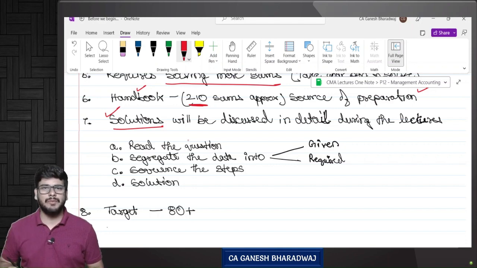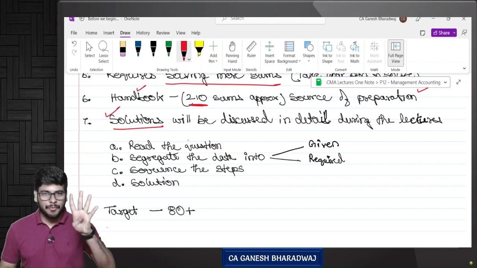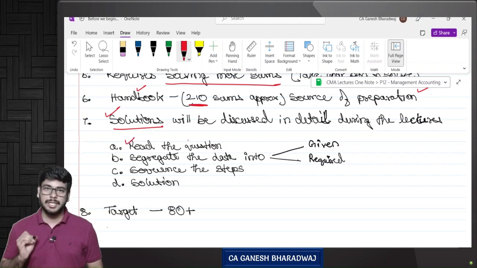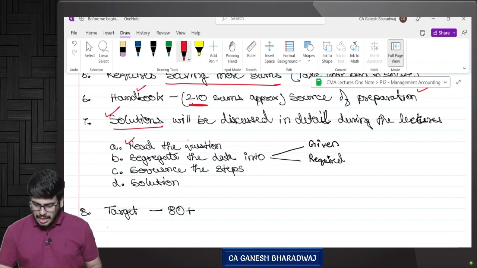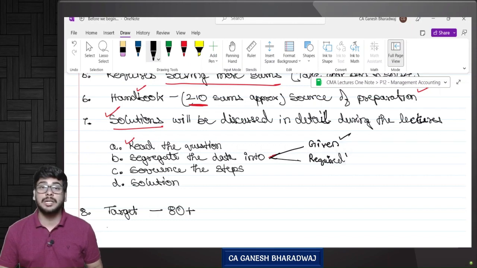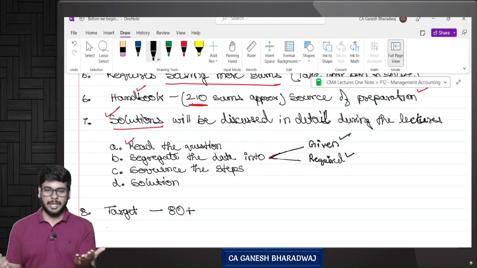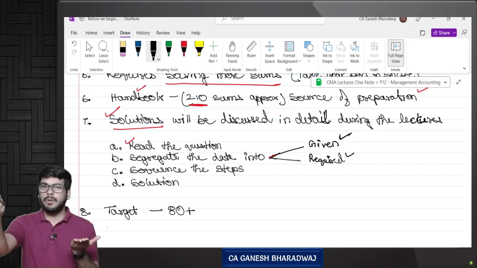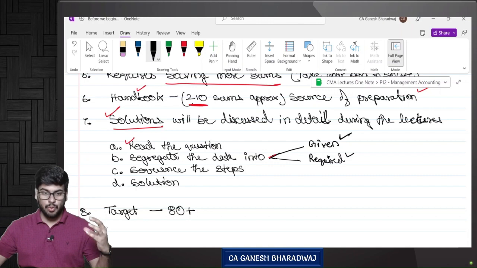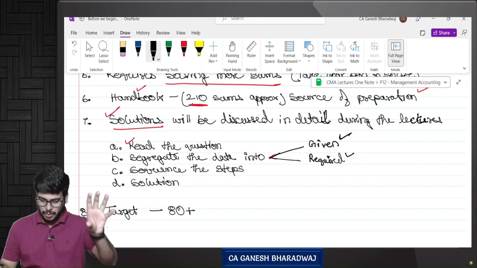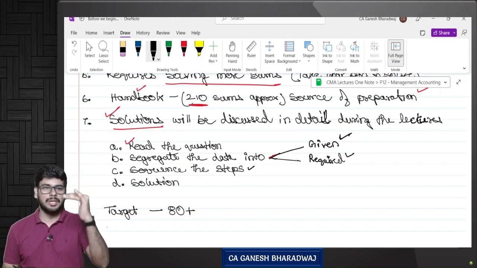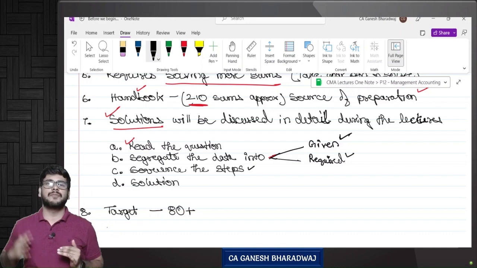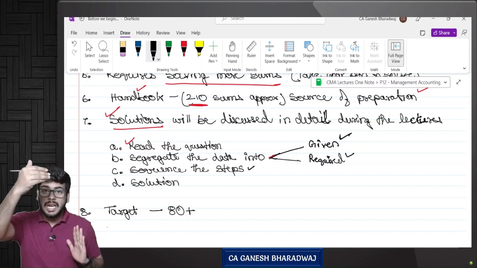Now, problem solving has 4 steps involved in it. First is reading the question. Reading properly, the entire question needs to be thoroughly read. Number 2, the data present in the question needs to be segregated into given data and required data. That is, what is given and what is required. Given data is the starting point, required data is the destination for us. Now, once you have this data segregated, you can sequence the steps. Step number 1, step number 2, step number 3, step number 4, and finally step number 5 is going to be my answer. Like this, you can sequence.